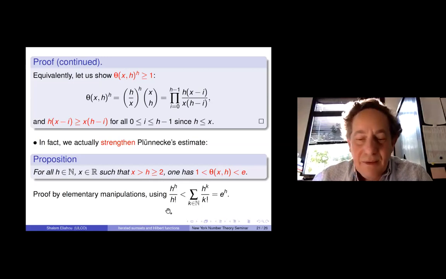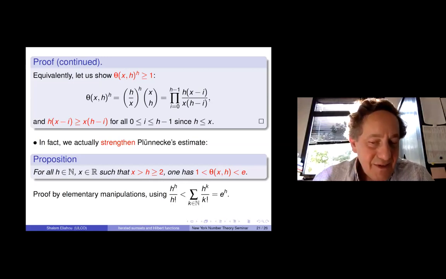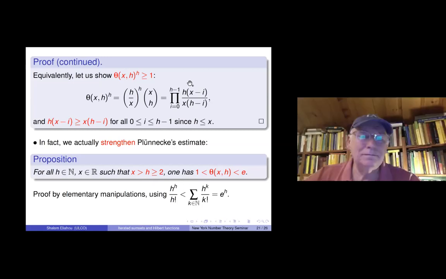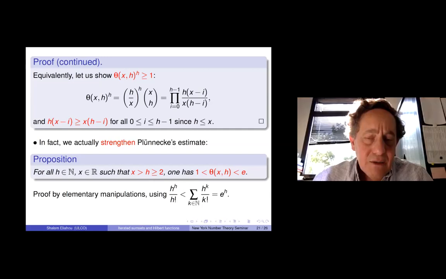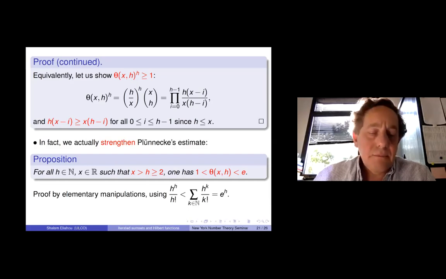Sorry, I accelerate a little bit because there is another talk at 6, right? Maybe. So this is elementary manipulation, and here the same proof gives that it's at least 1, because there is at least one fraction where the numerator is strictly more than the denominator.